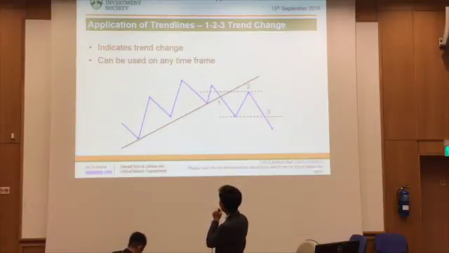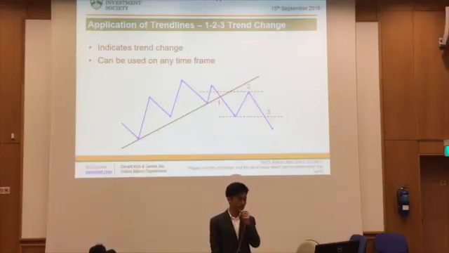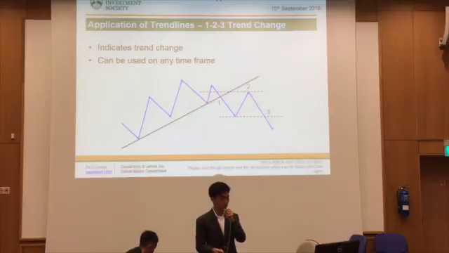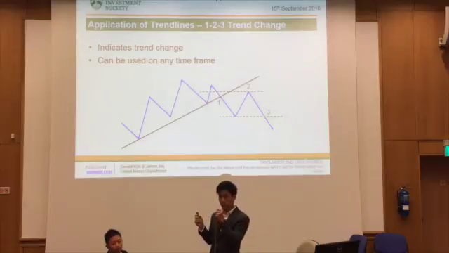Okay, so this is the first thing we're going to go through. We're going to do the 1, 2, 3 trend chain. So basically, this is sort of a confirmation. Instead of just the normal thinking that once price penetrates the trend line, it indicates the trend chain, this is actually a more sure way of telling.